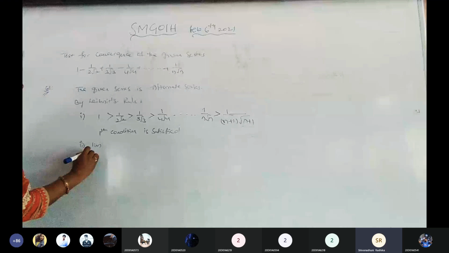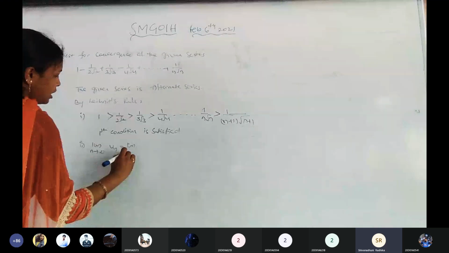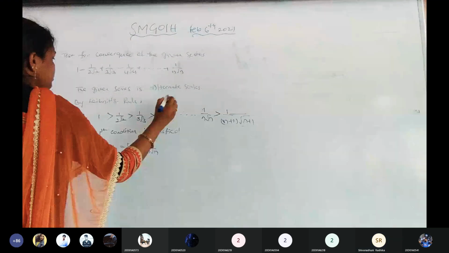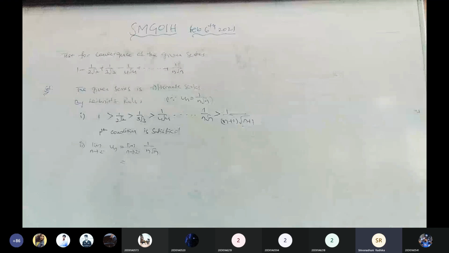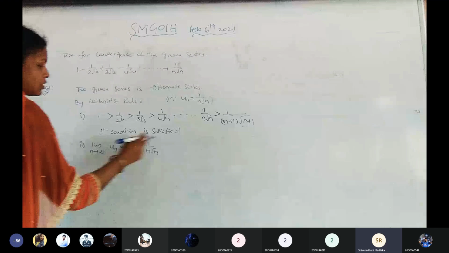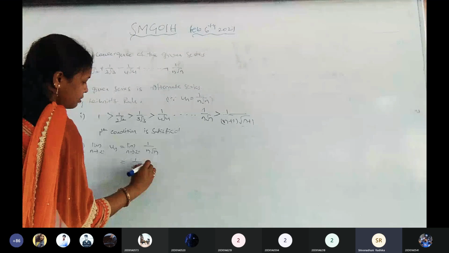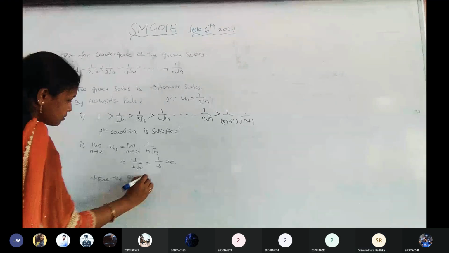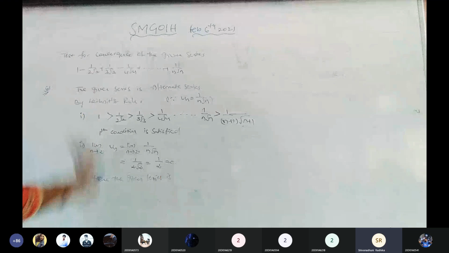When we apply the limit function to un, what is it here? Limit n tends to infinity of un, which is 1 by n into root n, since un equals 1 by n root n. Is it clear? Now we substitute the infinite value directly. There is no numerator part: 1 by infinity into root infinity. 1 by infinity equals 0. Hence, the given series is convergent.